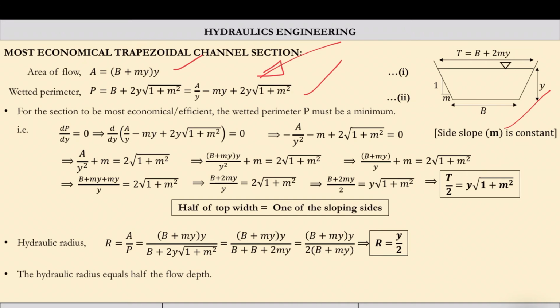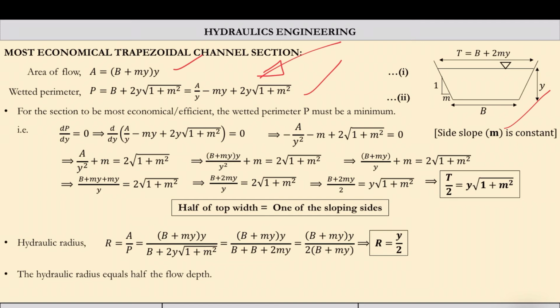Okay, so first we are going to check with respect to y, then we have to check with respect to m, because both quantities are variable. So first we will assume that the slope is constant. With respect to constant slope, we will calculate the depth of the most economical section. Then we will assume that the depth is constant, and with respect to that constant depth we will calculate the slope. So we have to calculate two times because both y and m are variable.